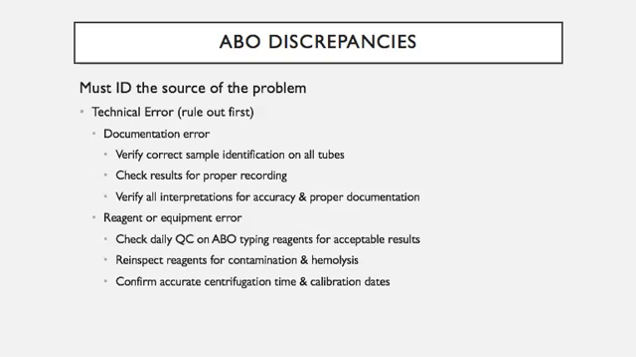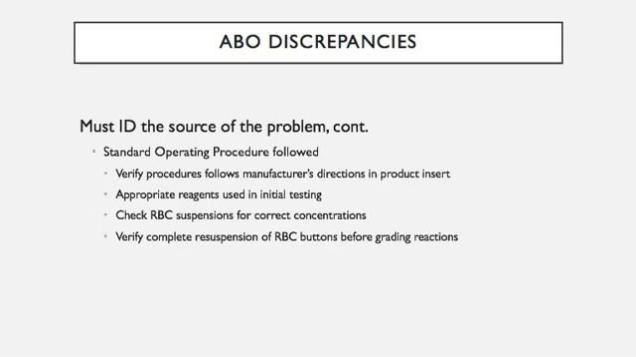Make sure that the reagents are in date. Confirm accurate centrifugation time and calibration dates. Was the standard operating procedure followed? We want to verify our procedures follow the manufacturer's directions in the package insert. Did we use the appropriate reagents in the initial testing? Check our red cell suspensions to make sure they're concentrated correctly, and verify complete resuspension of the red cell button before we grade our reactions. All of that is quick and easy ways to initially try to resolve a discrepancy.